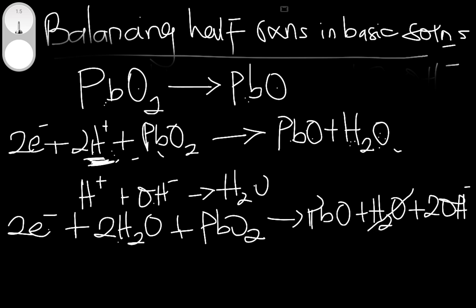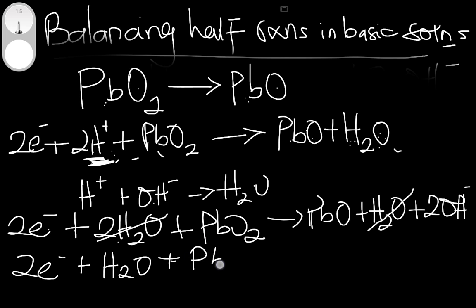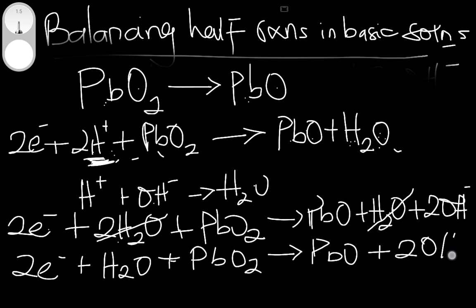So we remove water, okay, remove 1 water here, so remove 1 here. So our balanced equation will be 2 electrons plus 1 molecule of water, then we have our lead dioxide, then we have our lead. Okay, now we've removed this water, so we're just going to be left with 2 hydroxide ions. Okay, so now our equation is balanced.